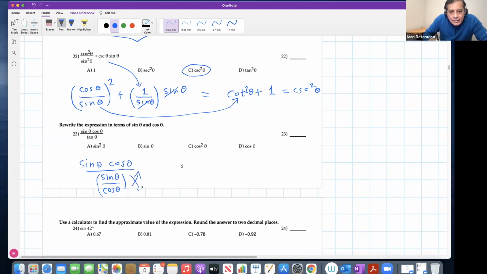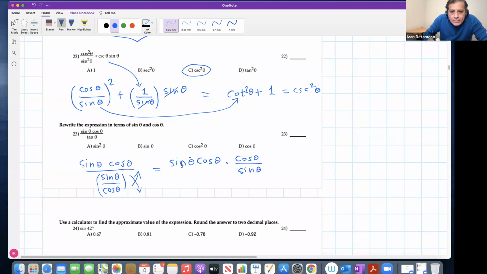And now, as a divisor, the way you divide a quantity by a fraction is this, right? As a divisor, this must be flipped. You flip the divisor, and that gives you cosine of theta over sine of theta, and you multiply instead of dividing. So that's how you handle division by fractions.